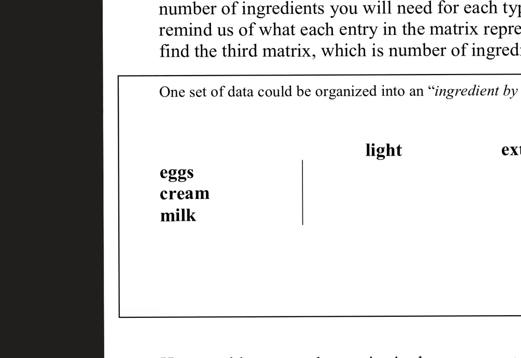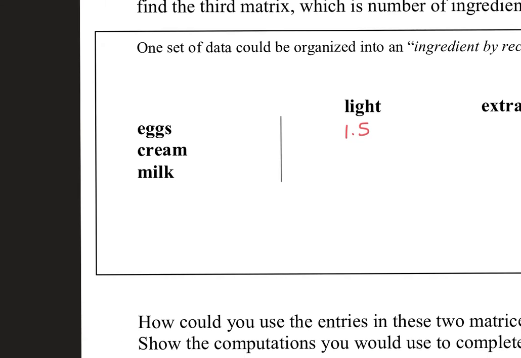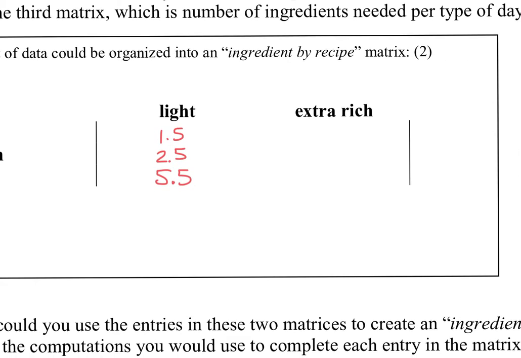You should have found that we need 1.5 dozen eggs. And I use that. If you had used 18, that would have been okay also. Your numbers would just be a lot bigger than what I'm going to use here. We need 2.5 gallons of cream and 5.5 gallons of milk for the light ice cream. For the extra rich, we need 2 dozen eggs, 5 gallons of cream, and 3 gallons of milk.